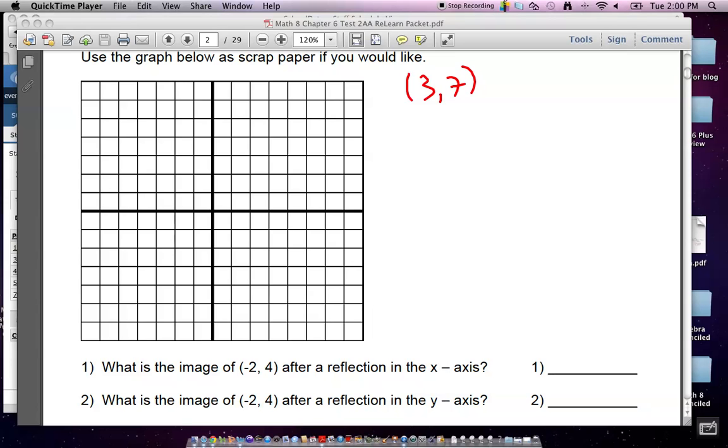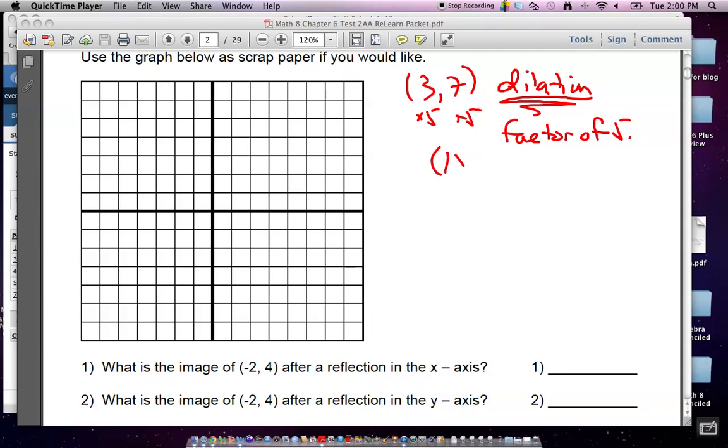Now number 3 says, what is the image of 3, 7 after a dilation by a scale factor of 5? Now, when we see the word dilation, we are thinking multiply. So it's by a factor of 5. So that means I'm going to do 3 times 5 and 7 times 5, which is 15, 35. Okay? So that's number 3, 15, 35.